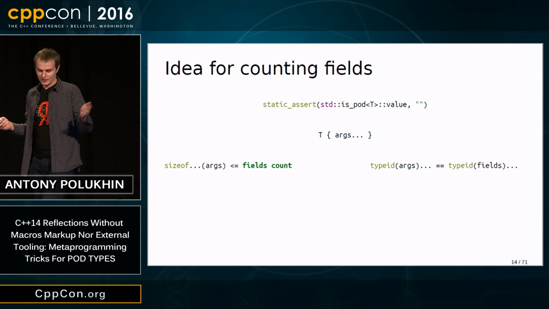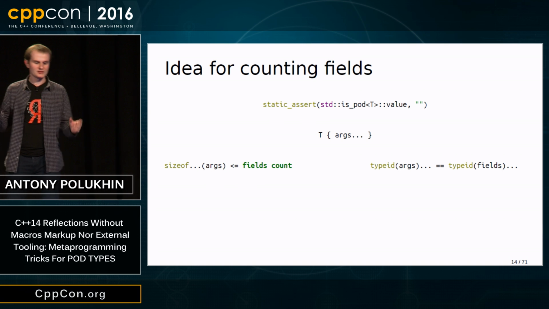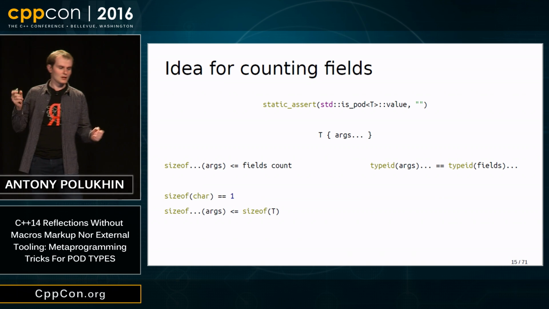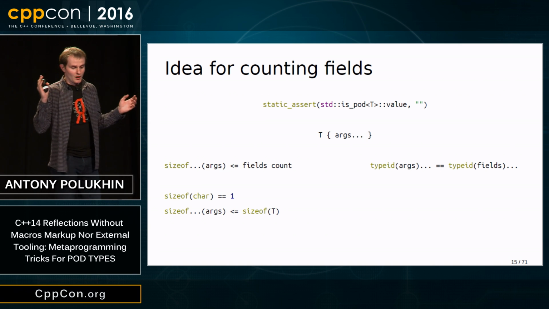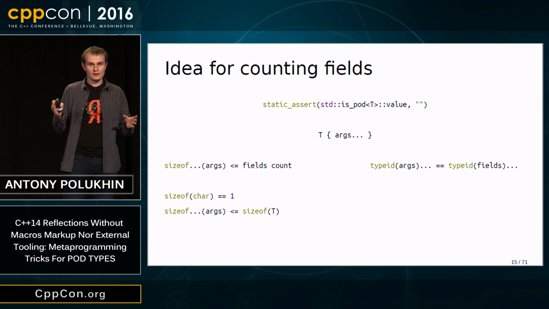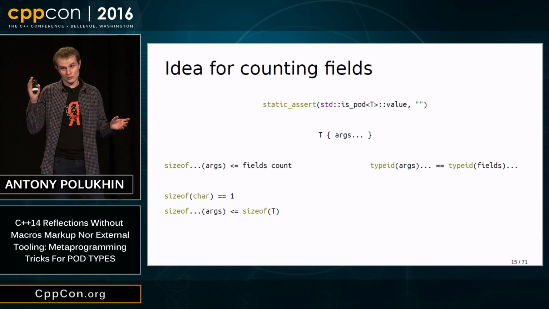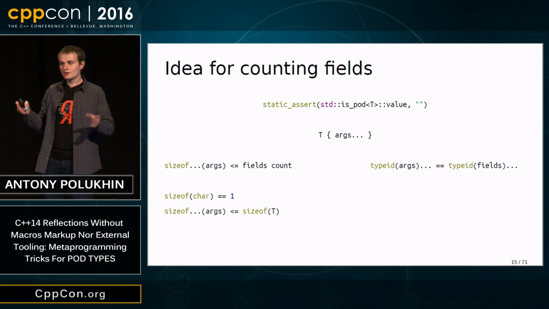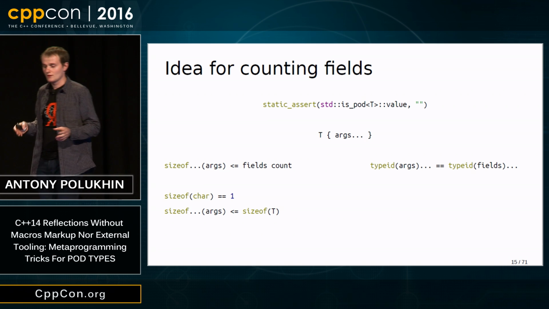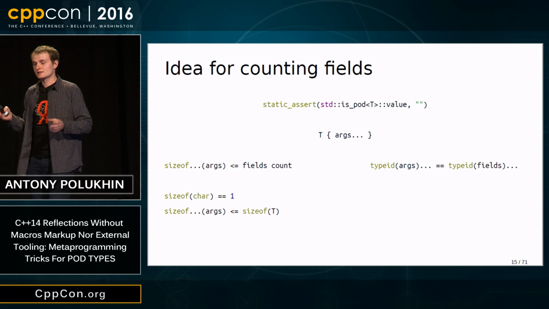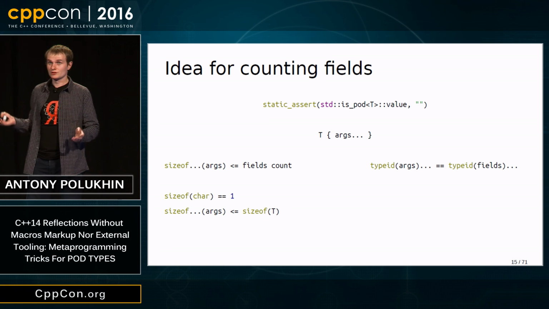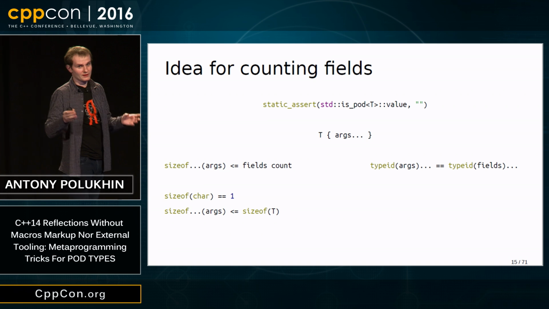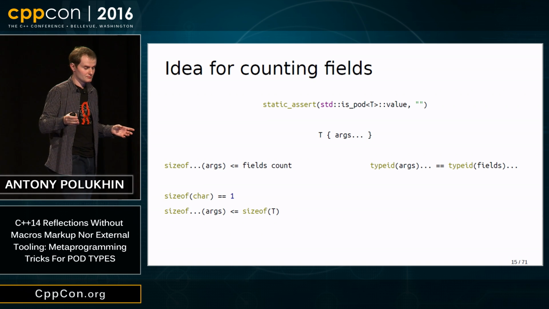A few things to take care of. First of all, how many arguments do we need to start with? My thoughts are the following. If our structure T contains only char, unsigned char, or signed char data types, then the size of that structure will be equal to the fields count in the structure. If our structure T contains other data types, like integers, pointers, then the size of the structure will be greater than the fields count in the structure.